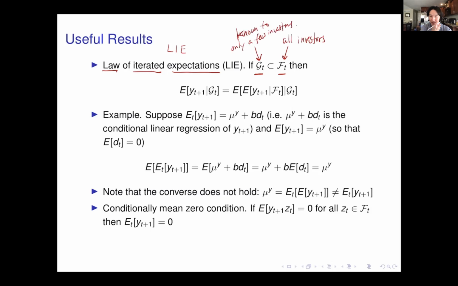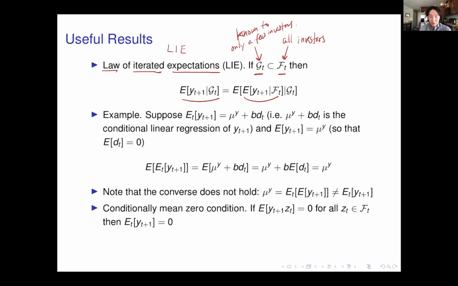Some subset, okay? When that is the case, it is an expectation taken in a much finer information set, and when you take the expectation of that conditional expectation, it is going to be the same as simply taking the expectation with respect to G. So let's take a look at this simple example.